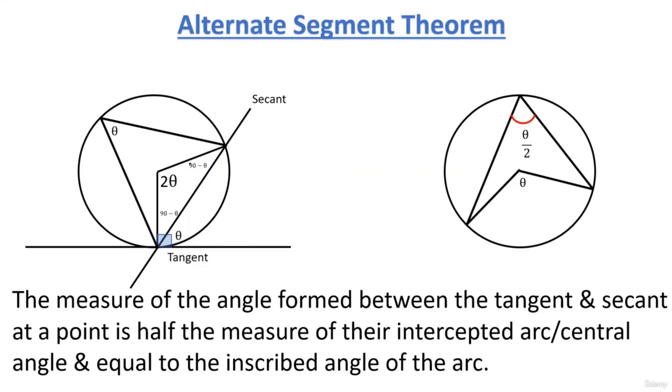It's called the alternate segment theorem because we start with this segment. This is our central angle, and this is the inscribed angle. So alternate: theta, 2 theta, theta. That's why it's called the alternate segment theorem.